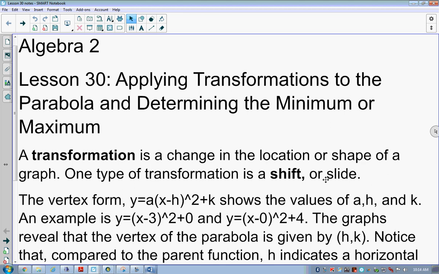All right, so lesson 30, applying transformations to the parabola, determining the minimum and maximum. Now I'm going to pause here for a second so I can pull up the questions that we're going to get. All right. Let's see.